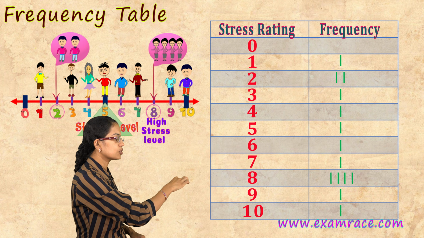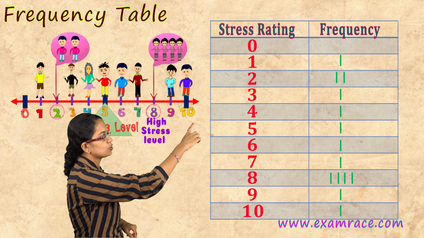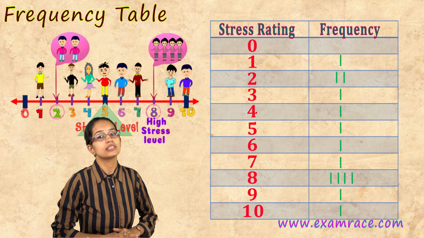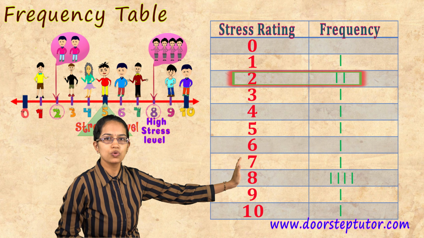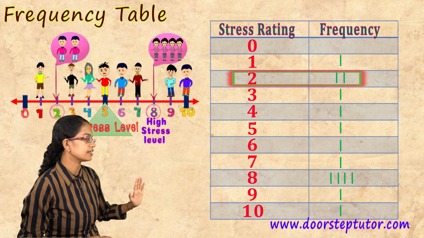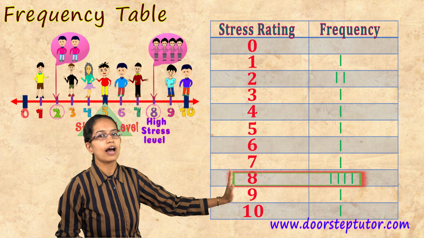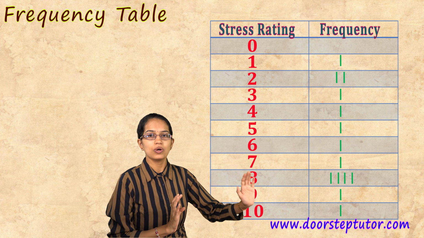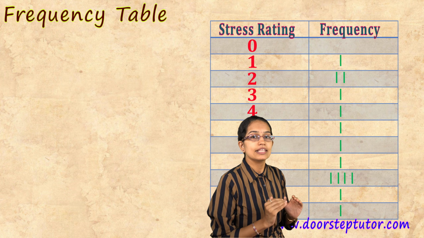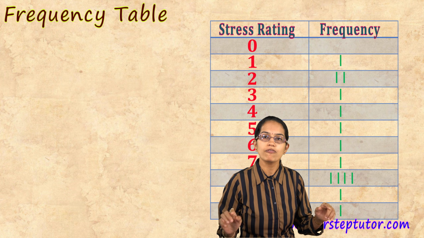Now once you have drawn all the lines, you total out the stress values. So let's say for stress level 2, you have 2 persons. For stress level 8, you have 4 persons. Now this frequency table that you have here can be depicted in the form of a graph.